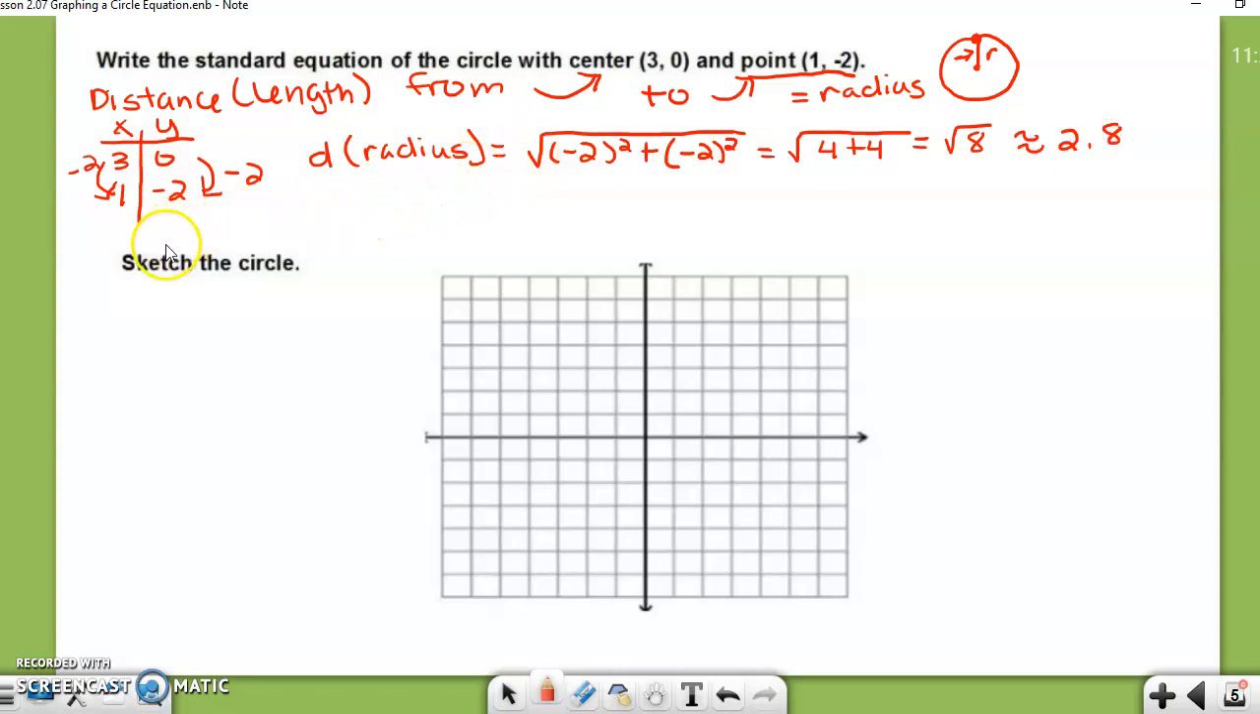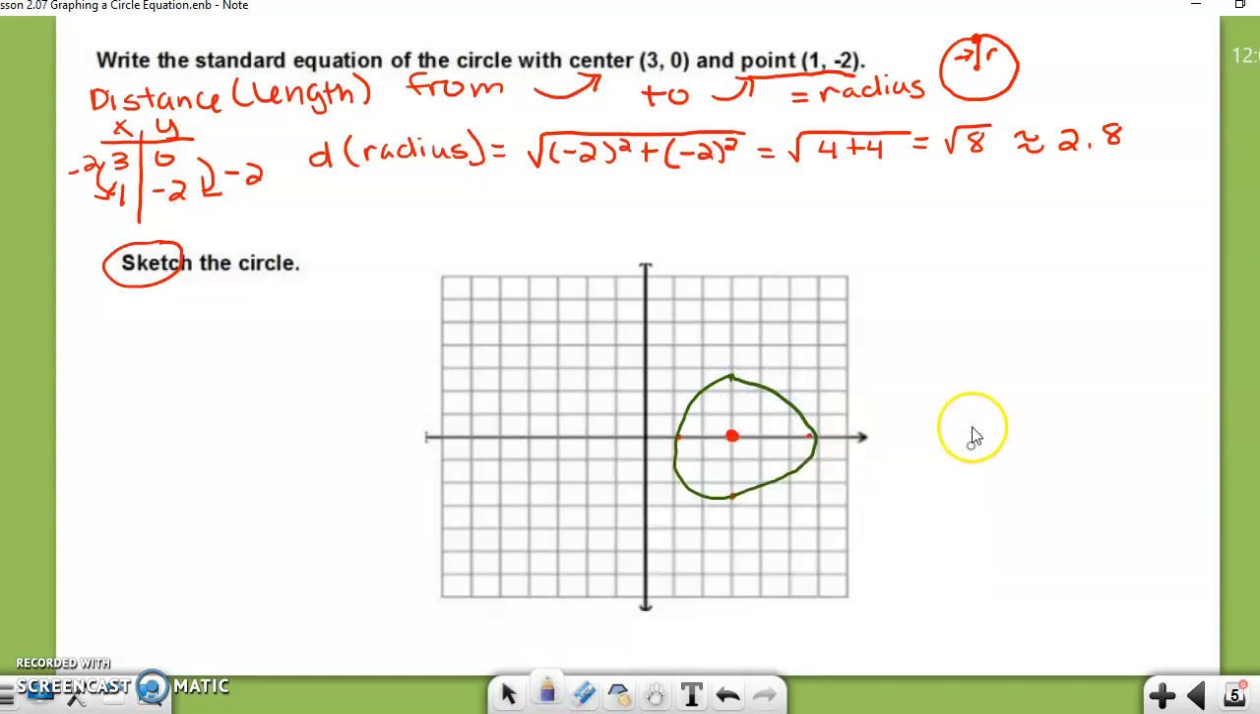Remember, we're only going to do a sketch of the circle. So I'm still going to plot my center at 1, 2, 3, 0, and I'm just going to go about 2.8, 2.8, it's not going to be exact, 2.8. And I'm going to sketch this circle. Oh, it got wonky. That's just a sketch.